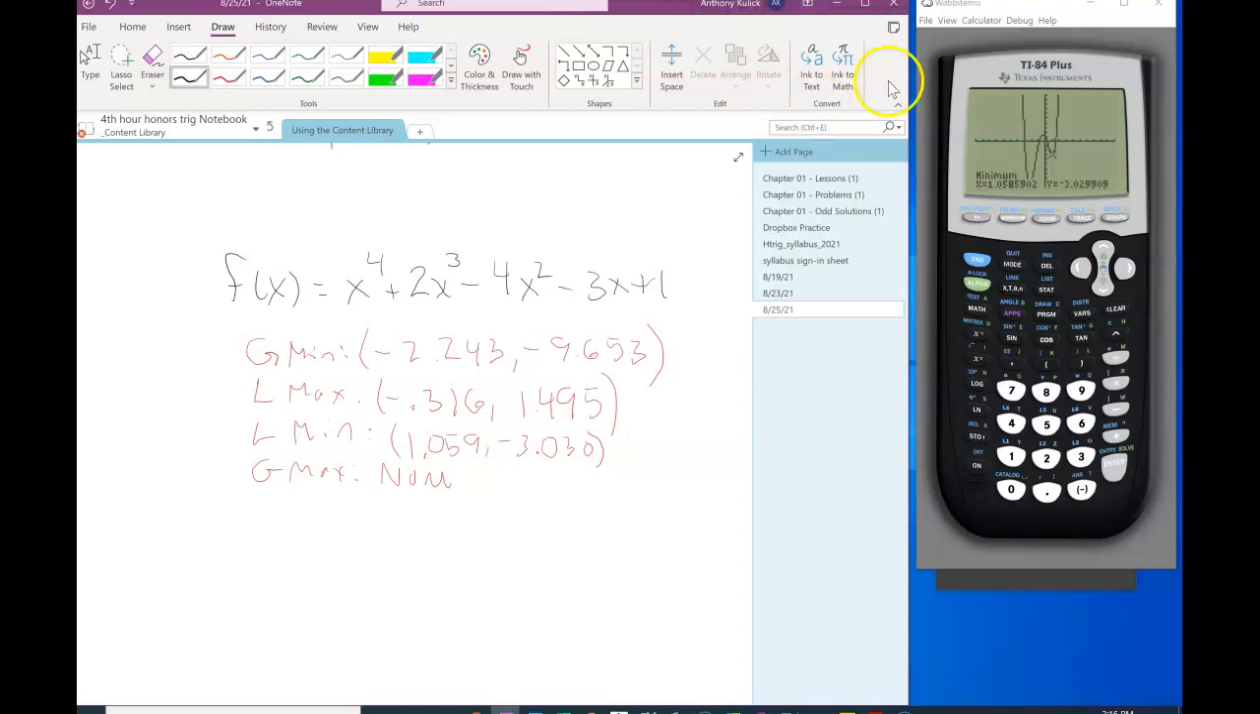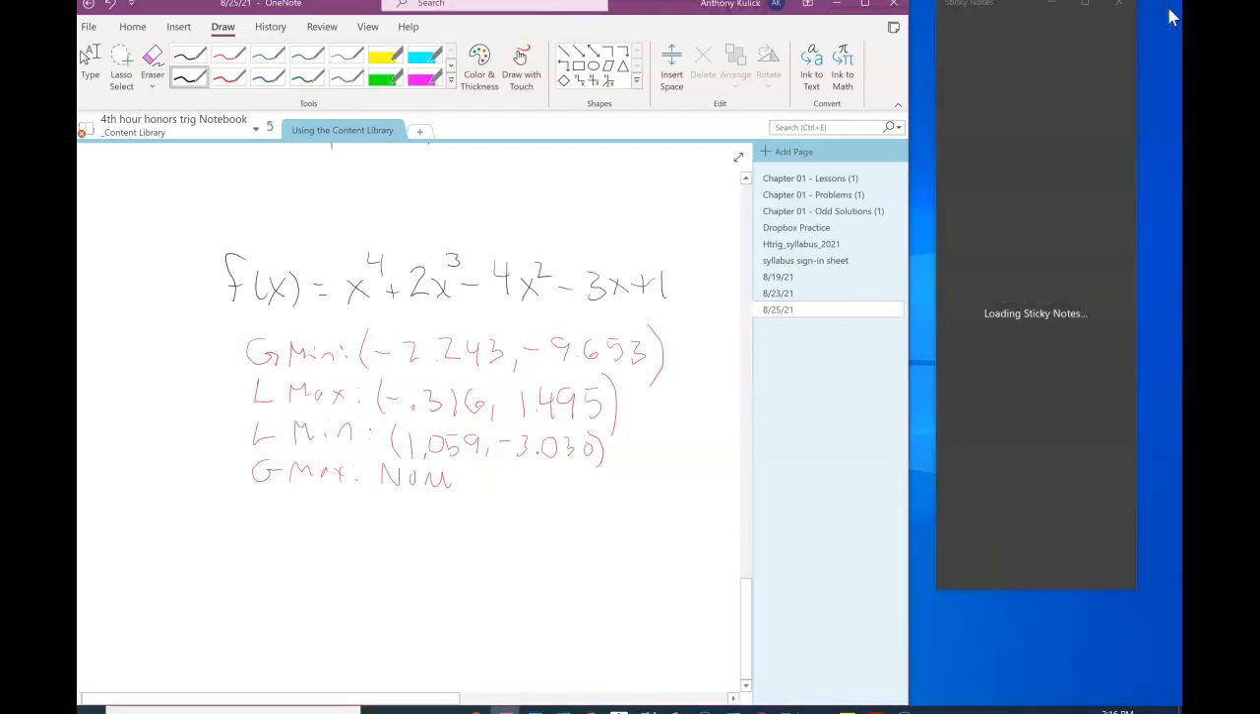Also, with just this list of extrema and knowing that this is a continuous function, I can tell it's continuous because it's a polynomial. All polynomials are continuous. I can write down the intervals of increasing and decreasing just by using a little bit of common sense.